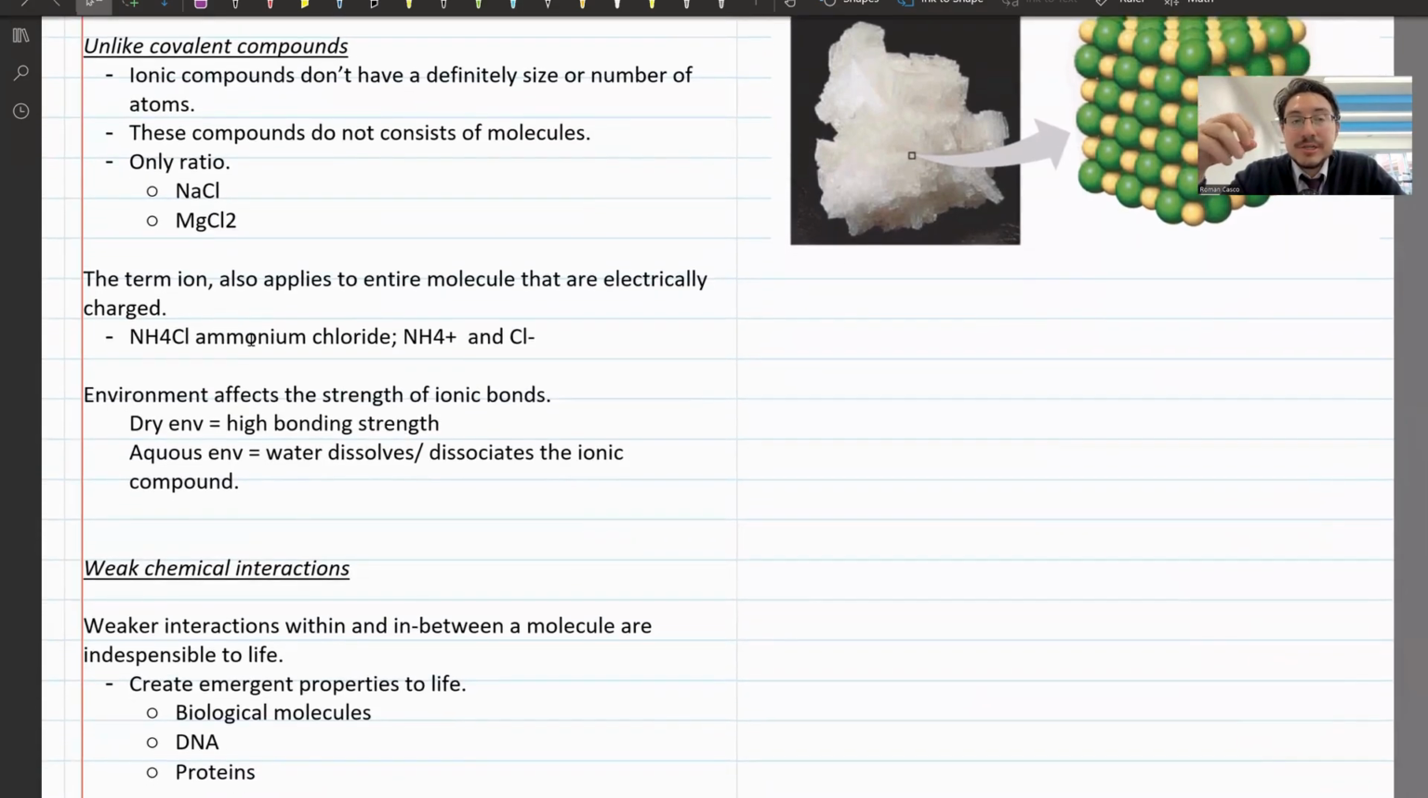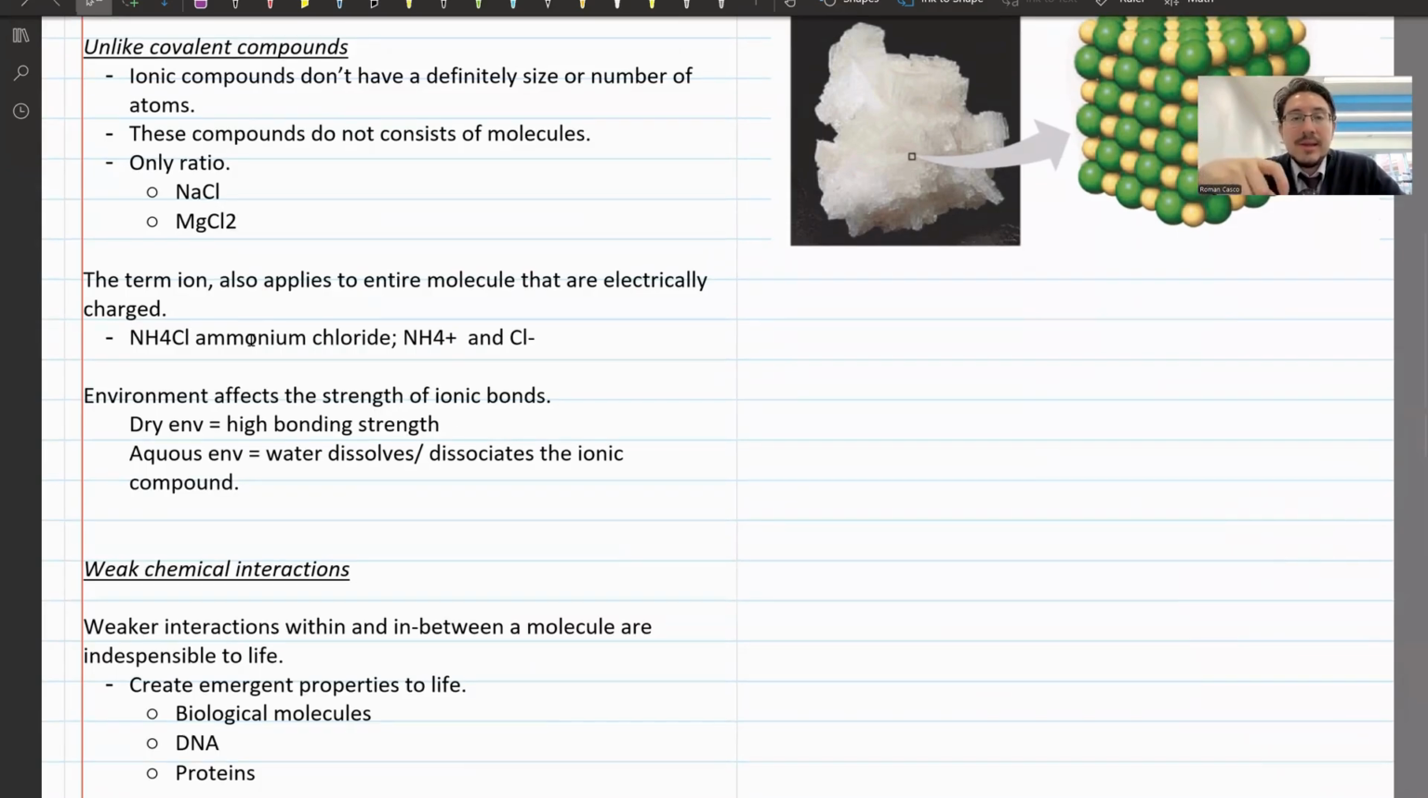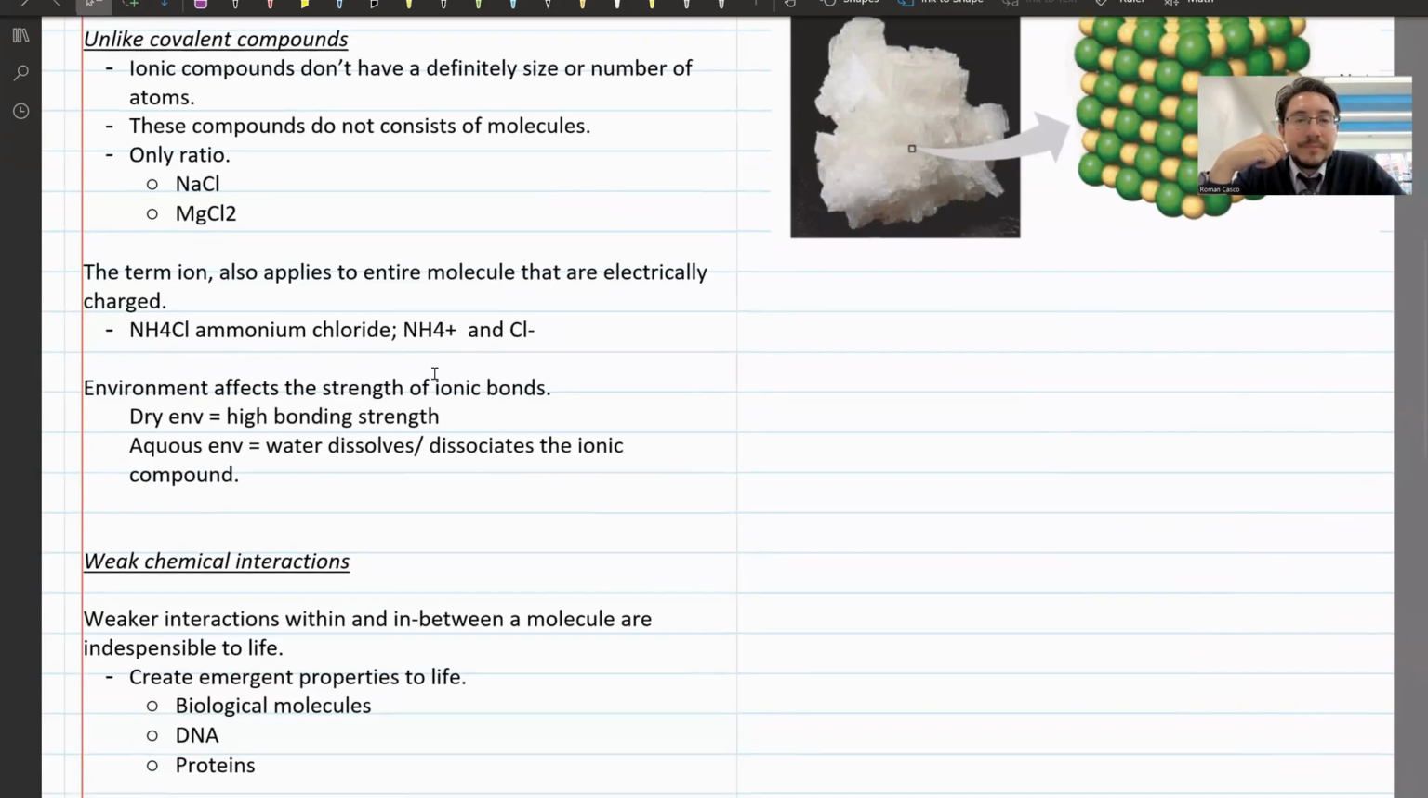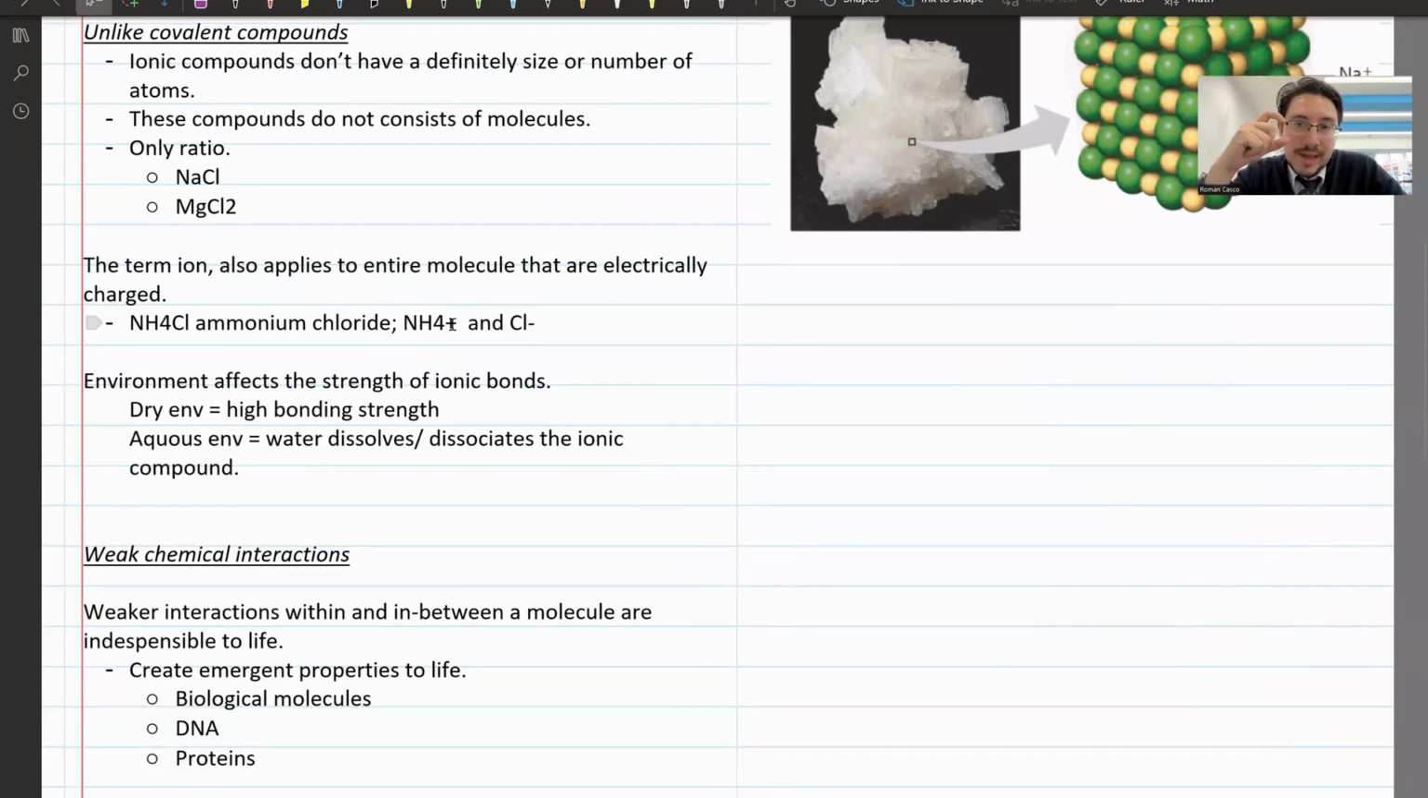The term ion doesn't necessarily have to do just with a single atom. You could also use it for a molecule. For example, like ammonium chloride, NH4Cl, which will produce this NH4+, right? This ammonium ion and this chloride ion. Okay. It doesn't have to be just one single atom. It could be a little compound of NH4.